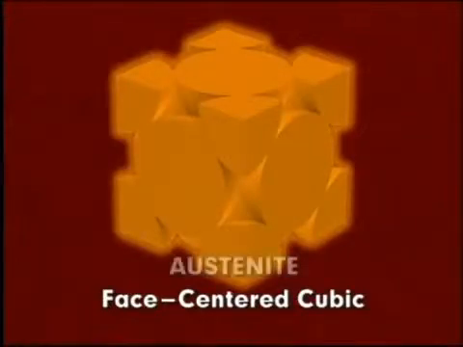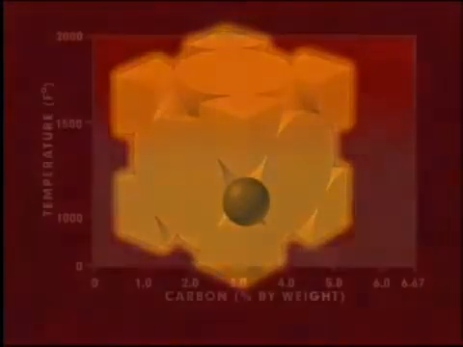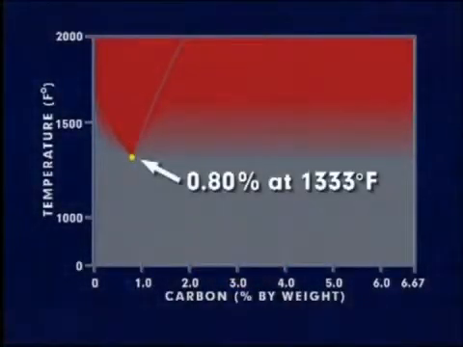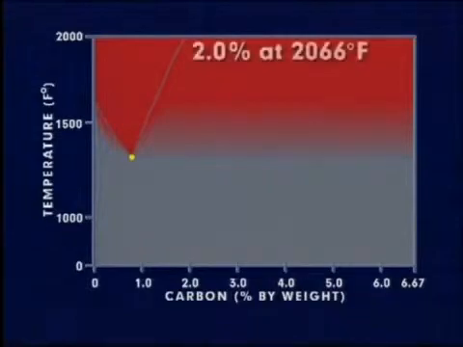structure, known as austenite. This transformation to austenite is an important phase in the heat treatment of steels. Austenite's crystal structure allows it to absorb up to 0.80% of carbon at 1,333 degrees Fahrenheit, increasing to a maximum of 2.0% at 2,066 degrees Fahrenheit.